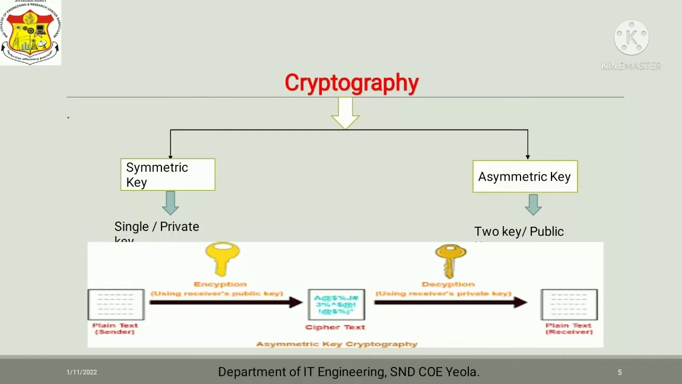The cryptography system is divided into two types. The first one is symmetric key cryptography and the second one is asymmetric key cryptography. In symmetric key cryptography, only one key is used, that is, a single key is used for encryption as well as decryption. It is also known as secret key cryptography, single key cryptography, and unique key cryptography.